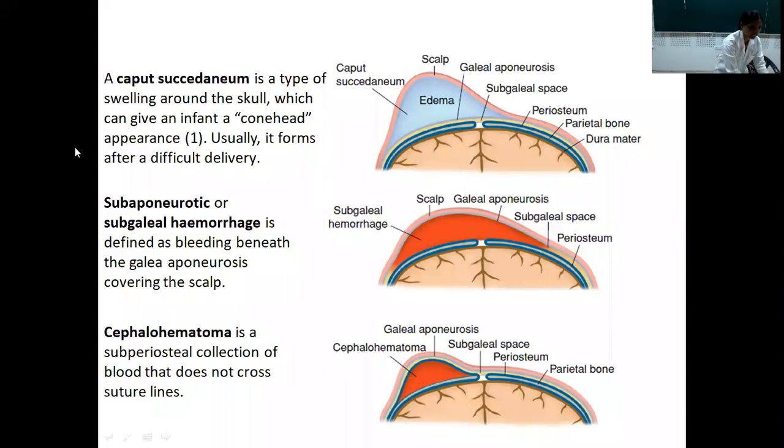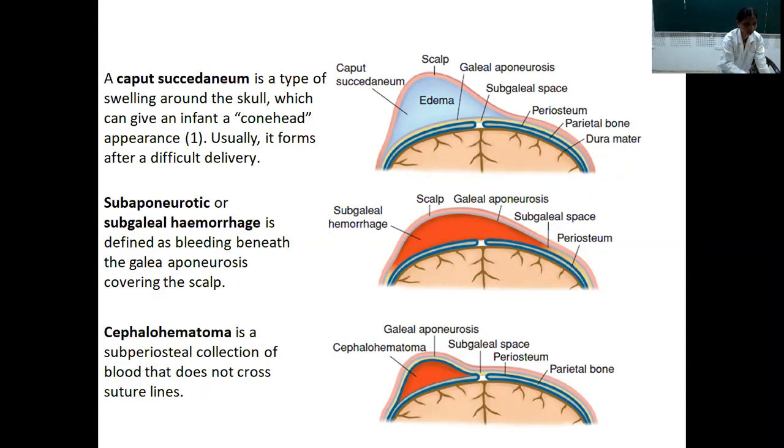Then what is the subaponeurotic or subgaleal hemorrhage? So what happened in this case? See, what is subaponeurotic or subgaleal hemorrhage? It is defined as a bleeding beneath the galea aponeurosis. So what is the area for this accumulation? That is the fourth layer, right? The fourth layer is a loose areolar tissue. That's why it provides a potential space for the accumulation.